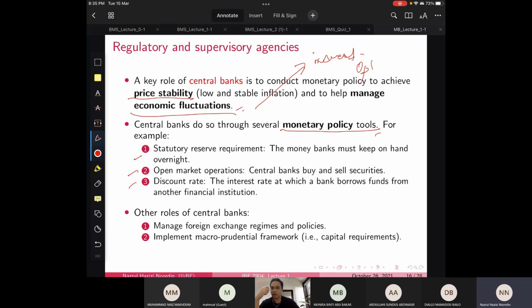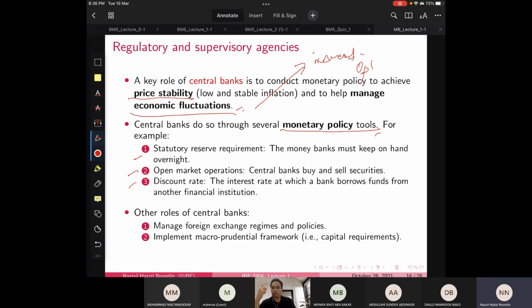at the end of their business operation every day. If they lack the amount of money, then they have to borrow, either from the central bank itself, or from other banks, their competitors, to ensure that they meet the lowest amount of reserve that they need to put at the central bank. So the central bank can influence that by setting the interest rate for this reserve that they have imposed on the individual banks.